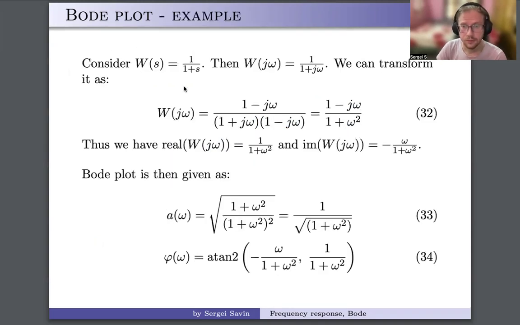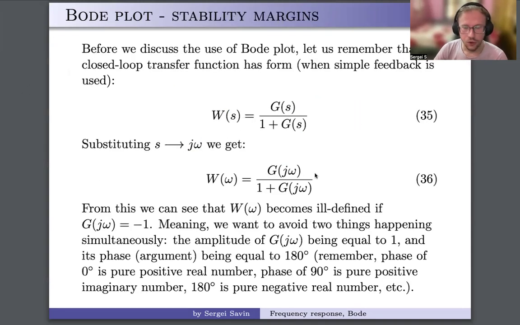Good. So that's what we're going to do. We replace our S variable here with j omega, same here, and we get our transfer function, but now in the frequency domain, in the frequency variable. Let us notice that this fraction is going to be ill-defined if ever this transfer function achieves the value -1. This is a big problem. If it is -1 at any point, then this fraction blows up to infinity. Not a good sign.